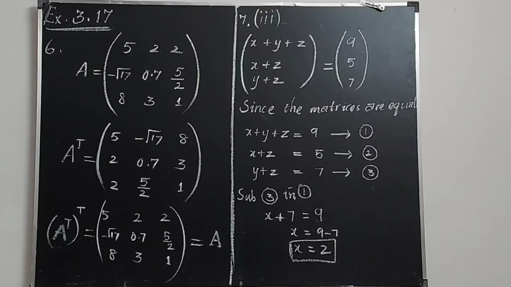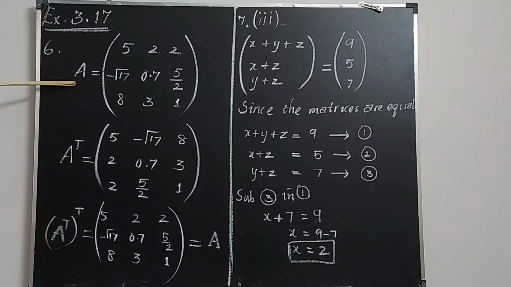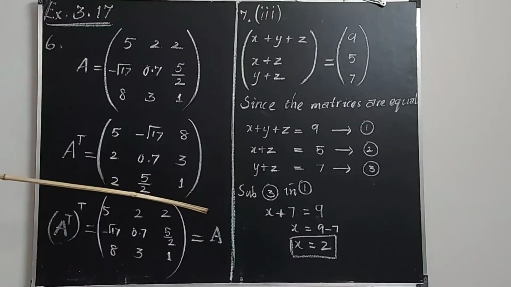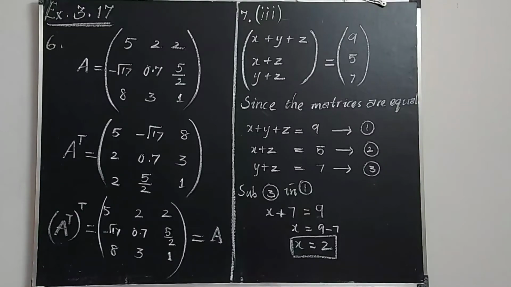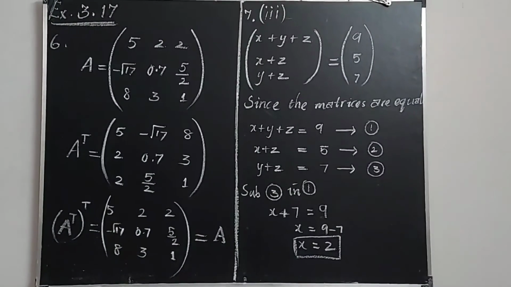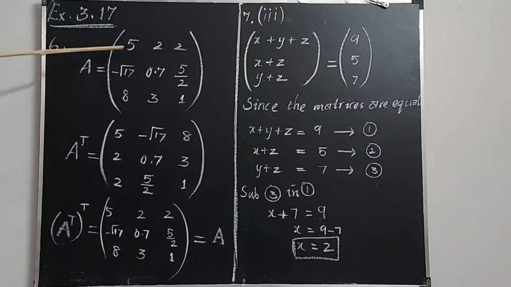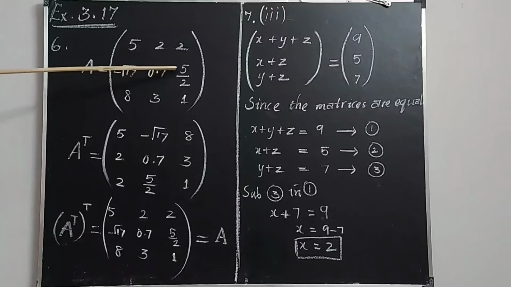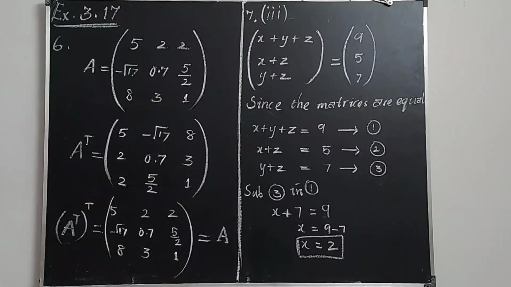What is given? Matrix A is given, a 3 row, 3 column matrix, and you are asked to verify that transpose of A transpose is equal to A. What is transpose of a matrix? How do you get transpose of a matrix? Just by interchanging the rows into columns. Write down A. What is given? 5, 2, 2 in the first row. Minus root 17, 0.7, 5 by 2 in the second row. 8, 3, 1 in the third row.